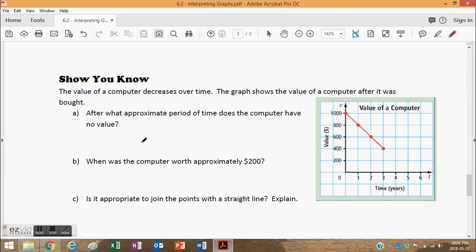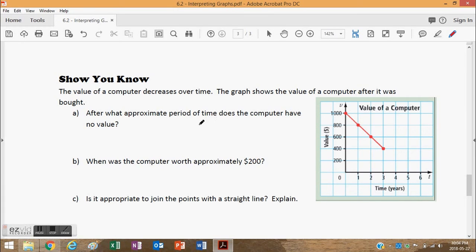So, completely, extrapolation works fine as long as we know that our data is in a straight line, and we have to make that assumption that it will continue to be in a straight line. All right.